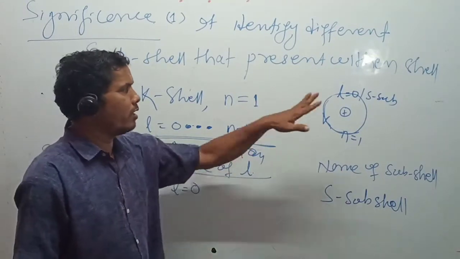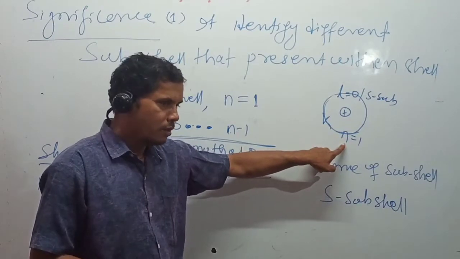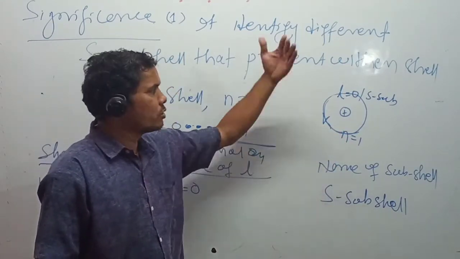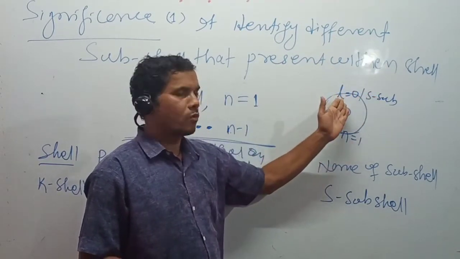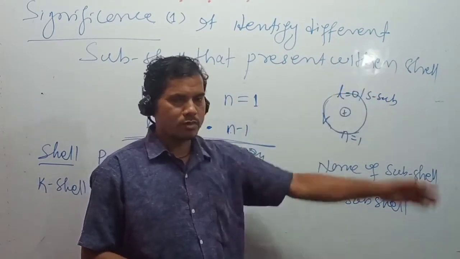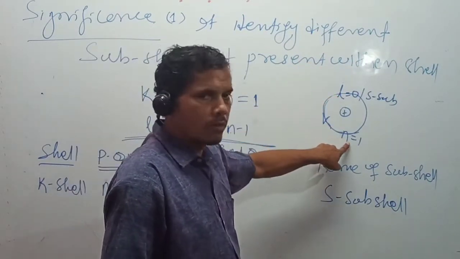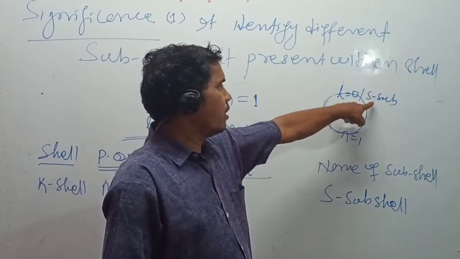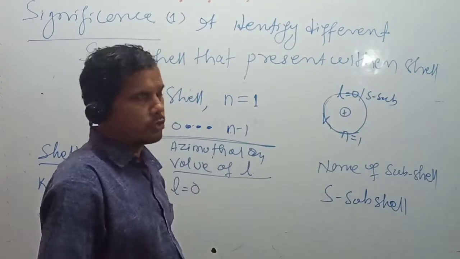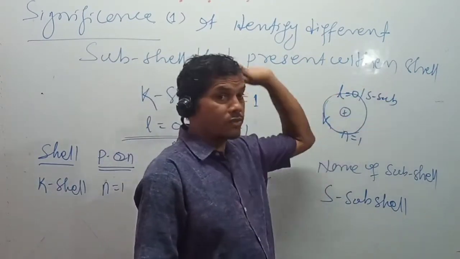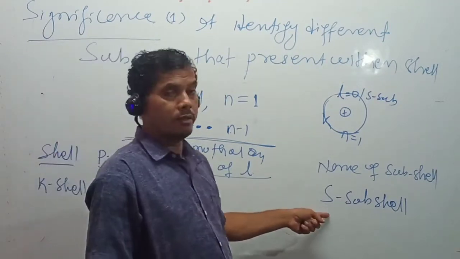So when it is used for the purpose of a shell, its principal quantum number n equal to 1, it is called the K shell. When the same shell is used as a subshell, then its azimuthal quantum number l equal to 0, it is called an s subshell. K shell behaves as a shell, at that time principal quantum number n equal to 1. It behaves as a subshell, at that time azimuthal quantum number l equal to 0. That means l equal to 0 is the code address of an s subshell, right?